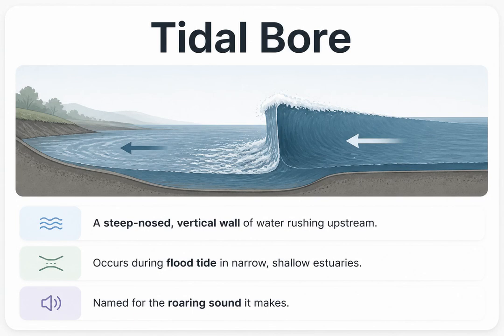Sometimes the funneling effect creates a spectacular and violent phenomenon known as a tidal bore. When a strong incoming flood tide enters a narrow and shallow river estuary, it meets the river water flowing in the opposite direction. The friction of the shallow riverbed and the clash of opposing waters cause the front of the tidal wave to pile up vertically. This creates a steep wall of water that literally rushes upstream against the river's current. It's called a bore because of the loud roaring sound the water makes as it tears through the narrow channel.